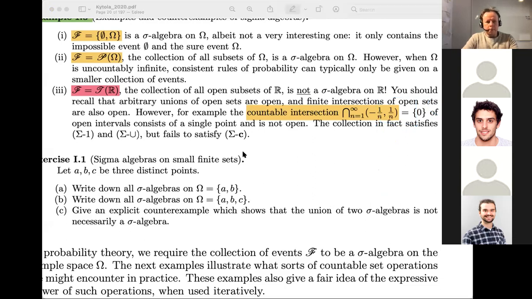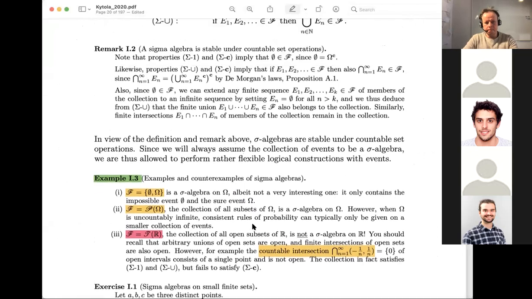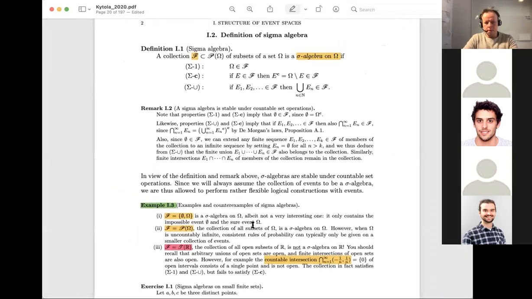Okay, maybe it's time if you have questions about the definition. It's a really abstract definition. Let me open it again. And let me leave it there.